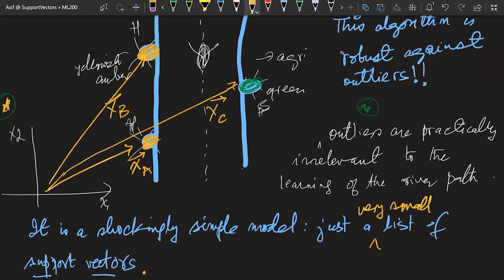Asif, yes. If your green support vector was an actual outlier, you mean this one? No, you're not an outlier. So the assumption is that around the green point, there are lots of other green points.